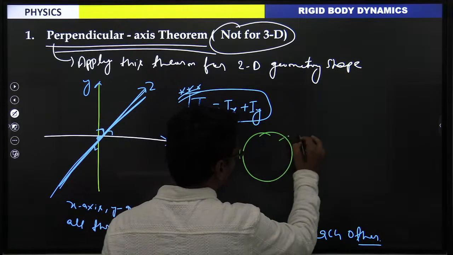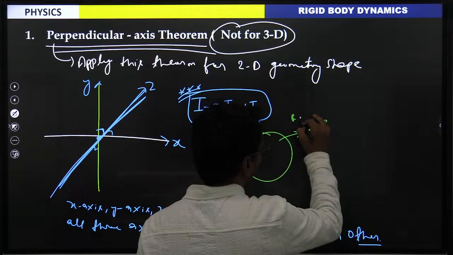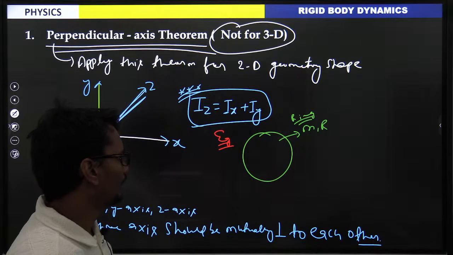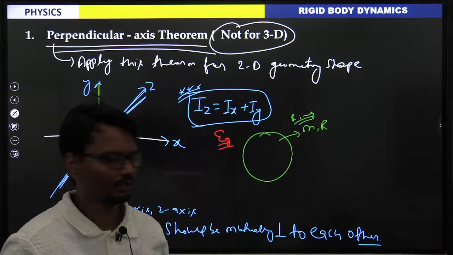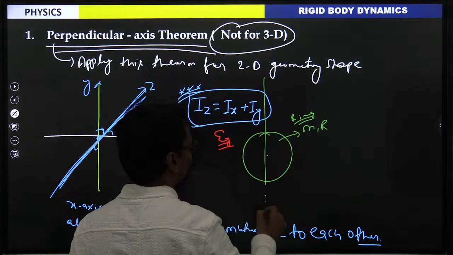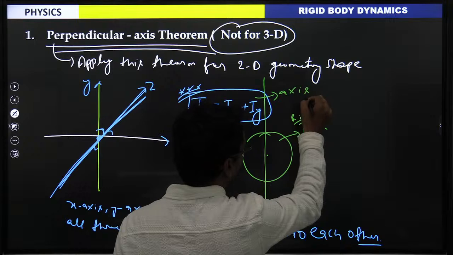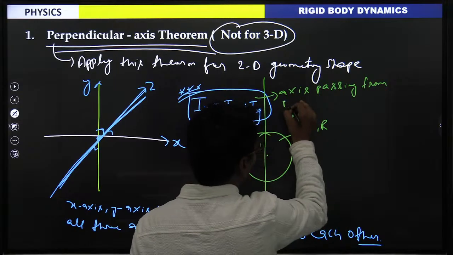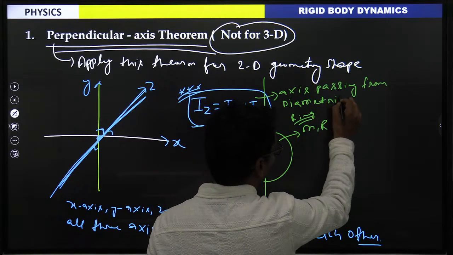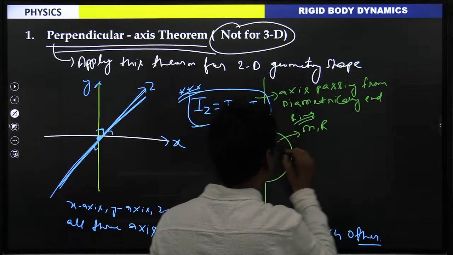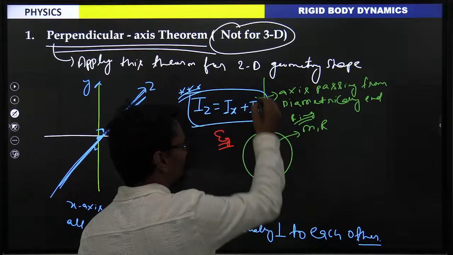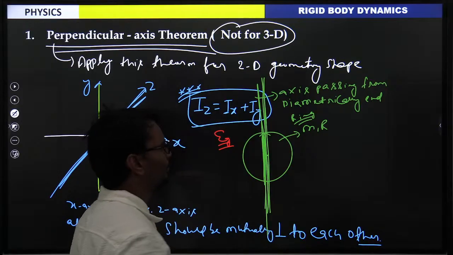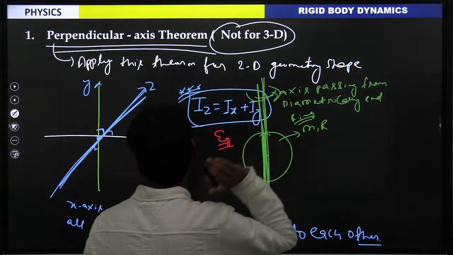This is a ring with mass m and radius r, and someone asks you to find the moment of inertia of this ring about a diameter, meaning an axis passing through the diametrically opposite ends. This axis passes along the diameter, so the axis lies in this plane.